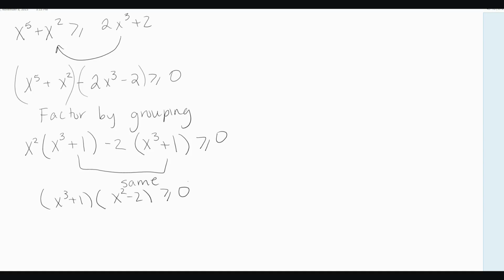So if we set x squared minus 2 equal to 0, we'd get x squared equals 2, and we would get x equals plus or minus the square root of 2. Okay, now if you put x cubed plus 1 in your calculator, you're going to see the only real 0 it has is negative 1. So on our sign diagram, we are going to put negative square root of 2, negative 1, and square root of 2.